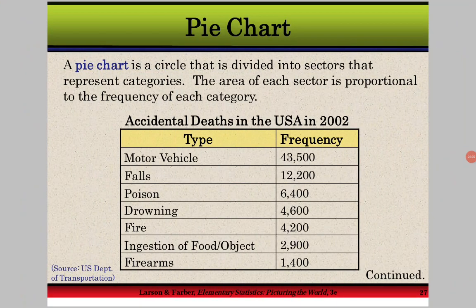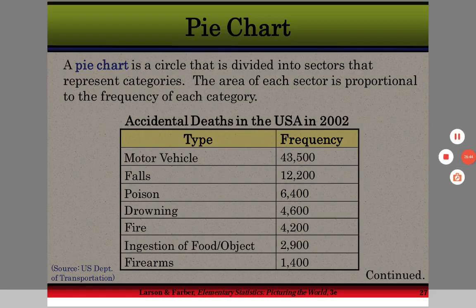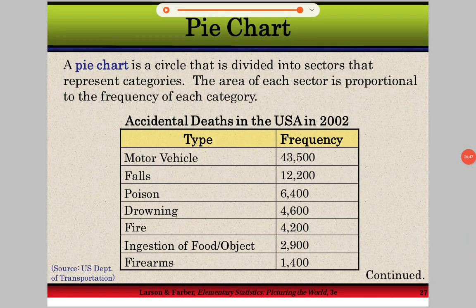Pie chart. A pie chart is a circle that is divided into sectors that represent categories. The area of each sector is proportional to the frequency of each category. So, what is a pie chart? A pie chart is a circle divided into sectors that represent categories, and the area of each sector is proportional to the frequency of each category.